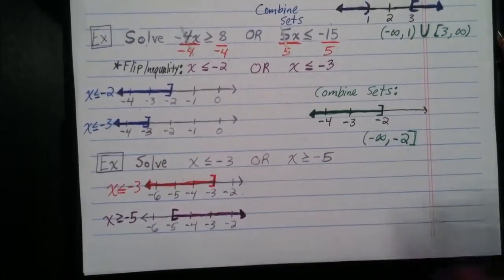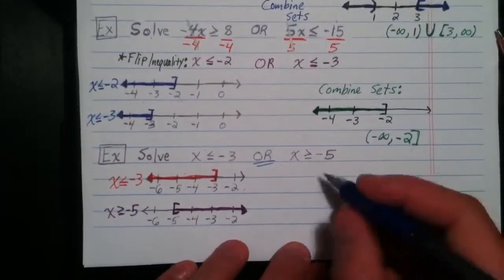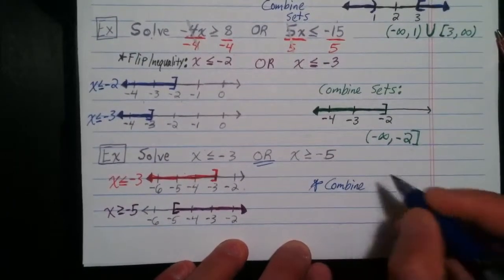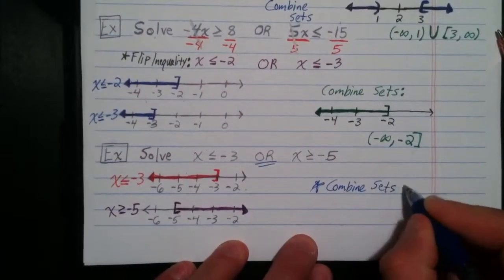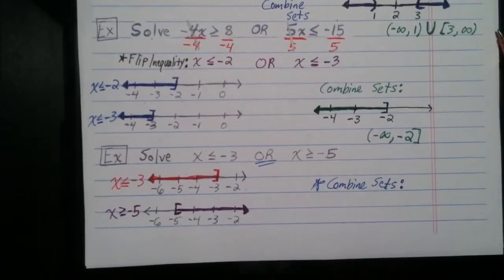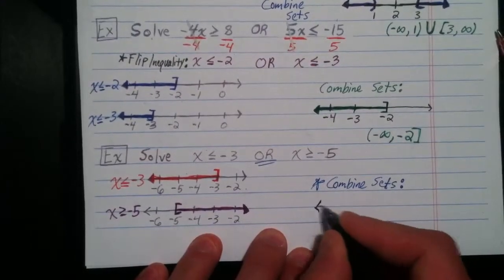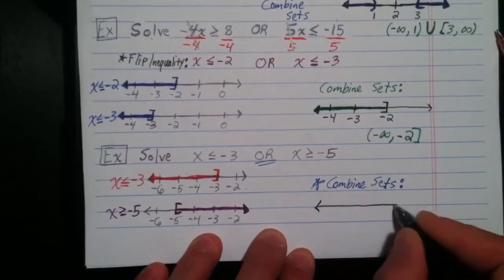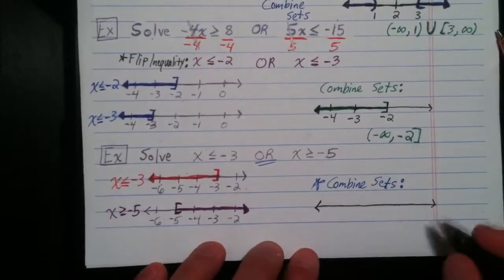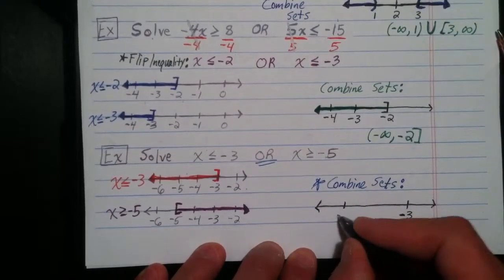So, it is an OR situation. So, just like the last two, we want to combine our sets. We want to combine our two graphs. And if we were to add them together into one single graph, what would we have? Let's draw that in. Think about our one graph. I guess the important numbers are -5 and -3.